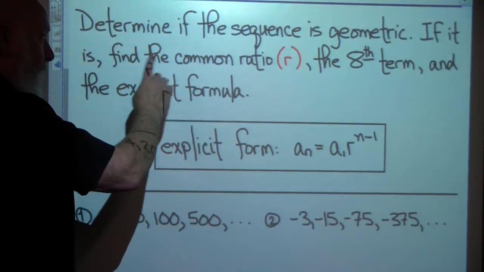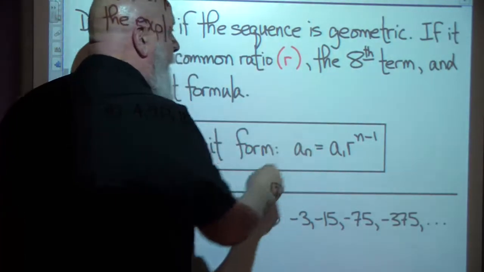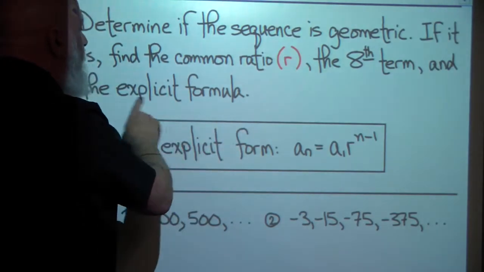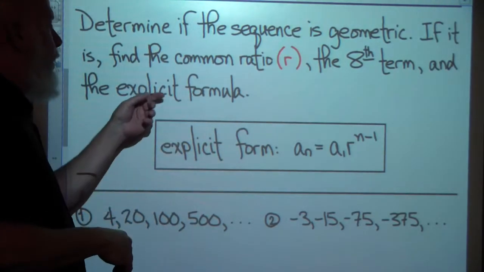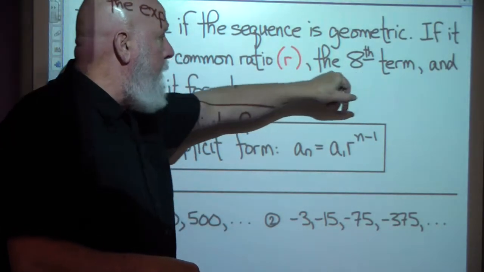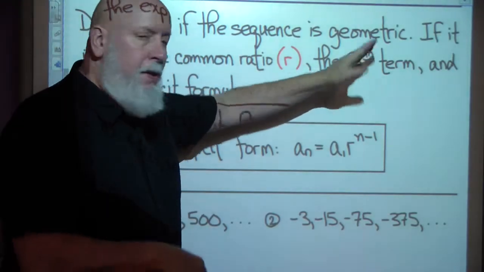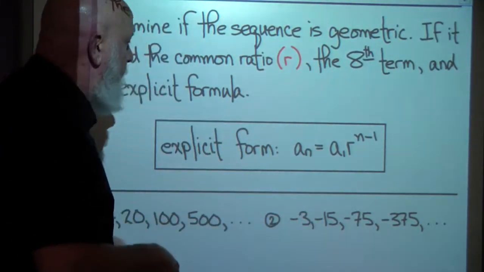For instance, determine if the sequence is geometric. If it is, find the common ratio, that'll be R, that's what we're going to call it for ratio, the 8th term, and the explicit formula. I almost always find the explicit formula first so I can find the 8th term. First I'll find R, then I'll find the explicit formula, then I'll find the 8th term or the 10th term or whatever term they're asking us for.